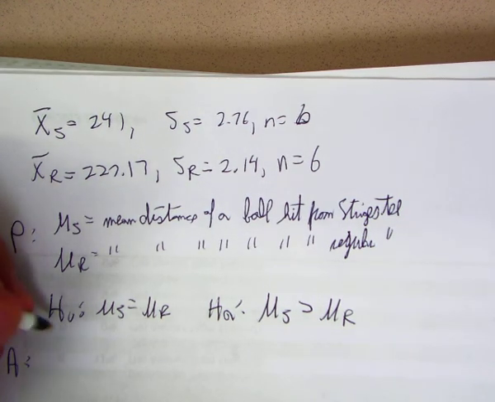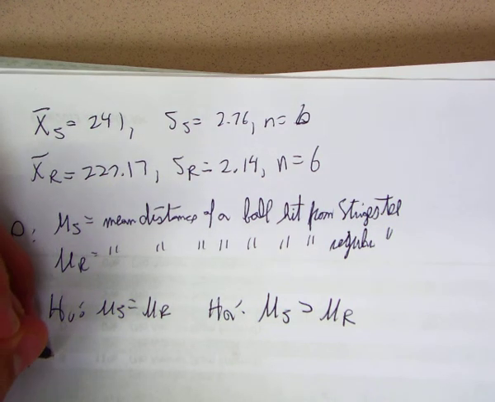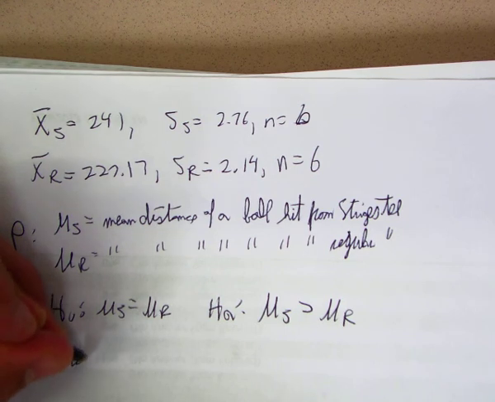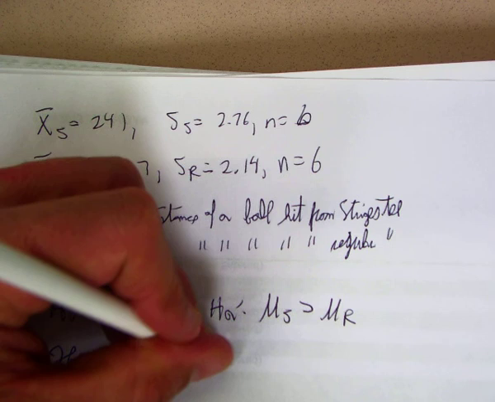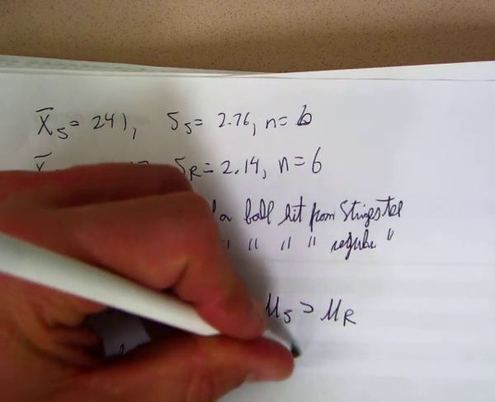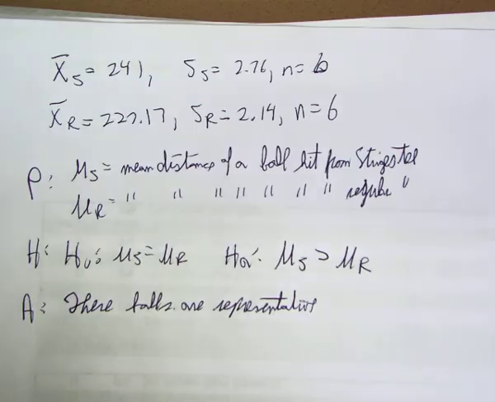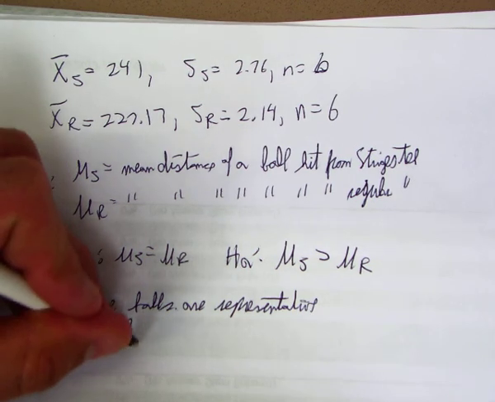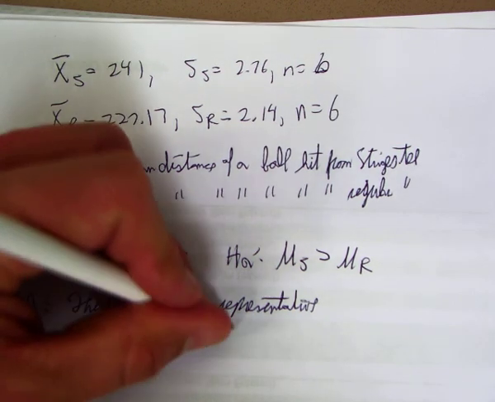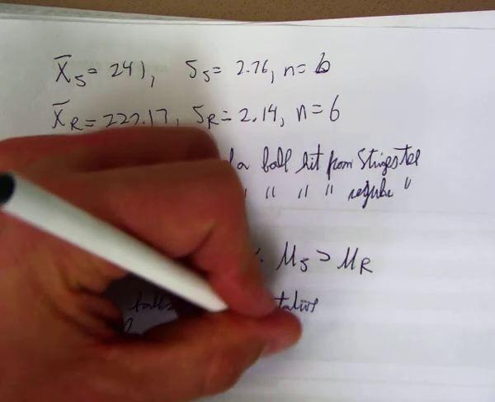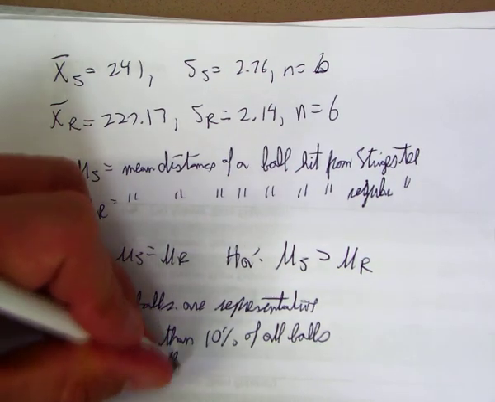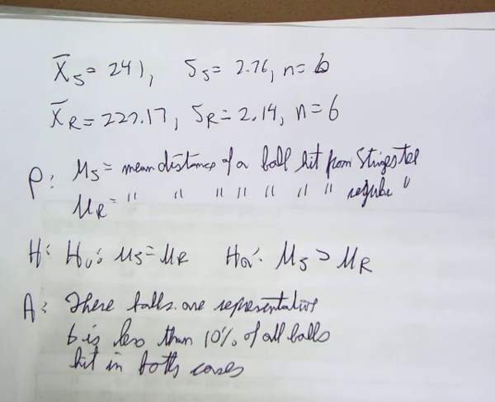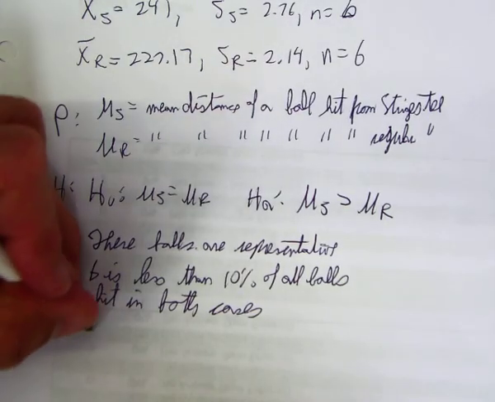Okay, these are random, right? Okay, we'll put down these balls are representative. I don't know that they were randomly hit, so I'm going to put down that they are representative. 6 is less than 10% of all balls hit in both cases. Okay, and then the samples are independent.